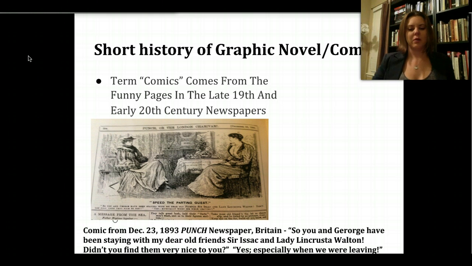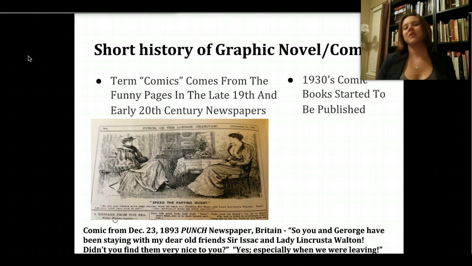Okay, so I'm going to read to you what the caption says, because I don't think you can see it. And it basically says, the one woman on the left says, "So, you and George have been staying with my dear old friends, Sir Isaac and Lady Lincresta Walton. Didn't you find them very nice to you?" And then the other woman says, and this is the punchline, "Yes, especially when we were leaving." Okay. Of course, these are already comments on the culture, and people were consuming these.